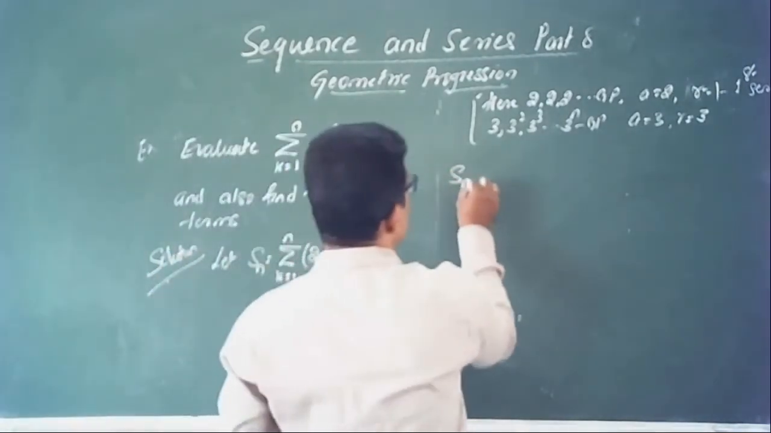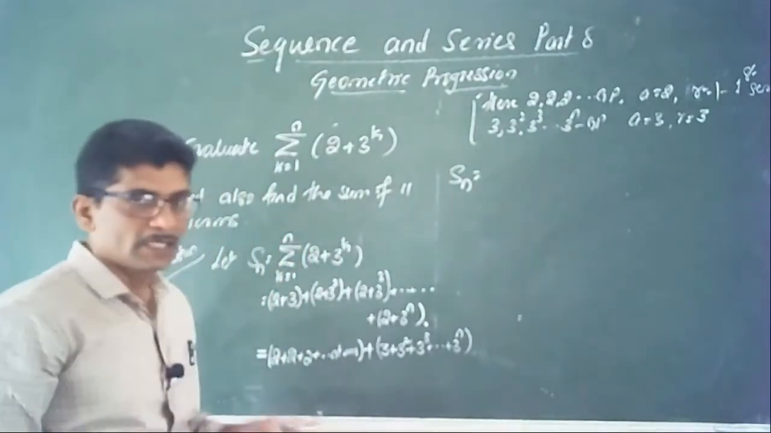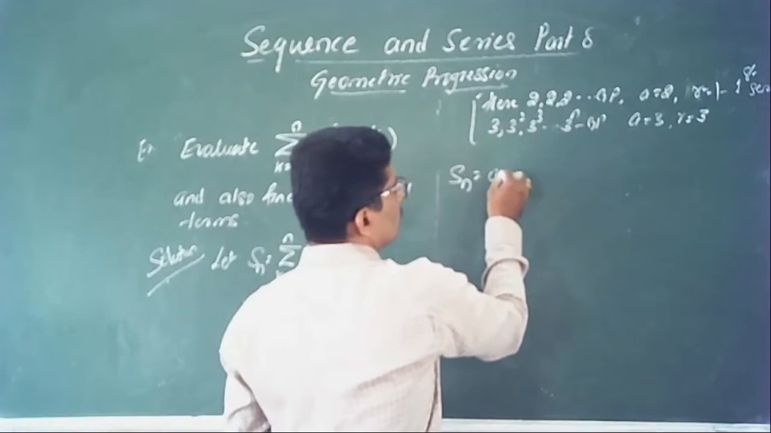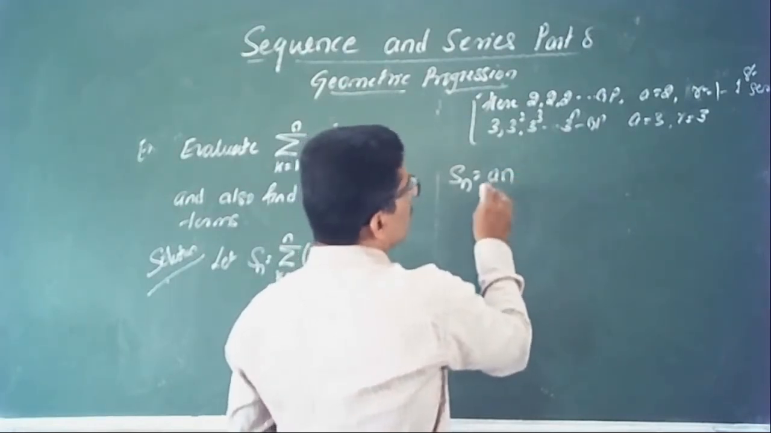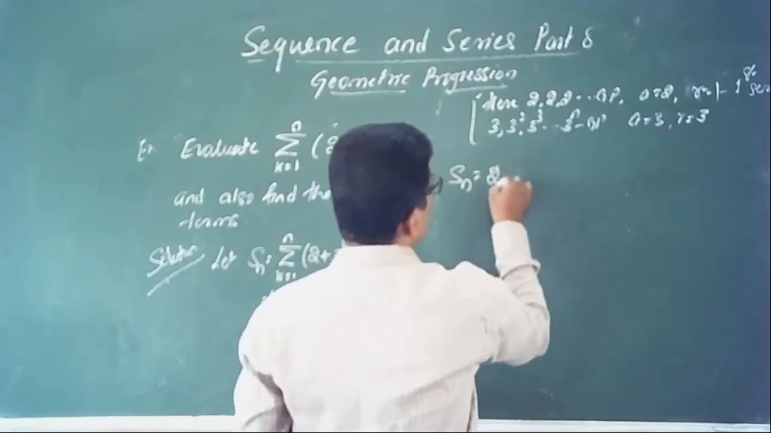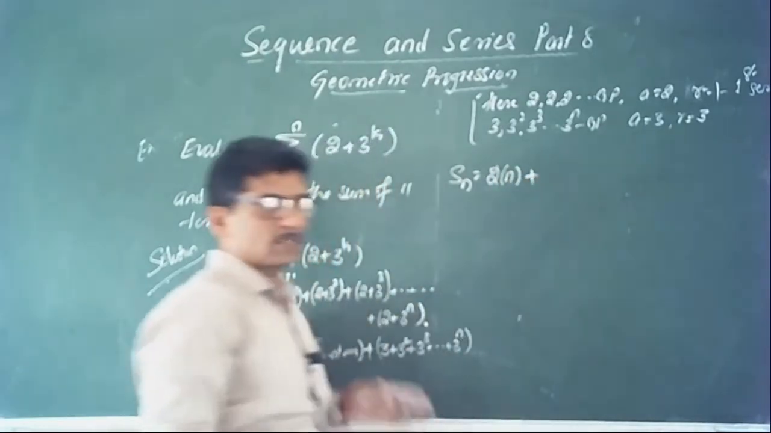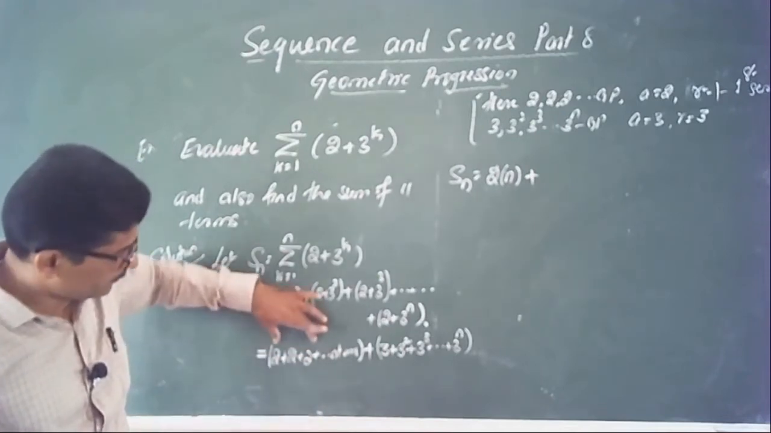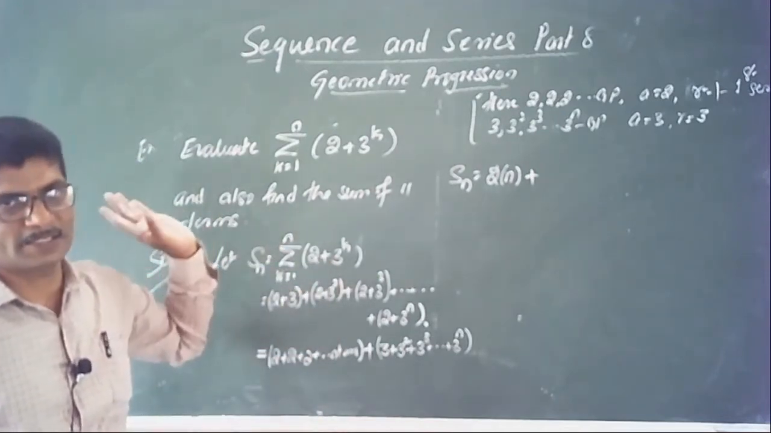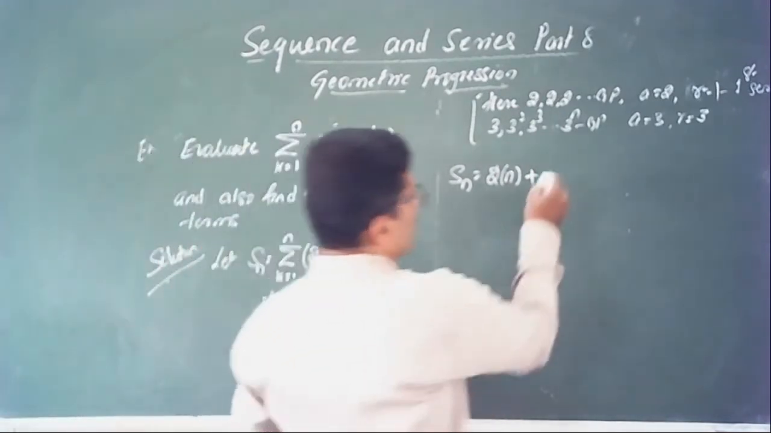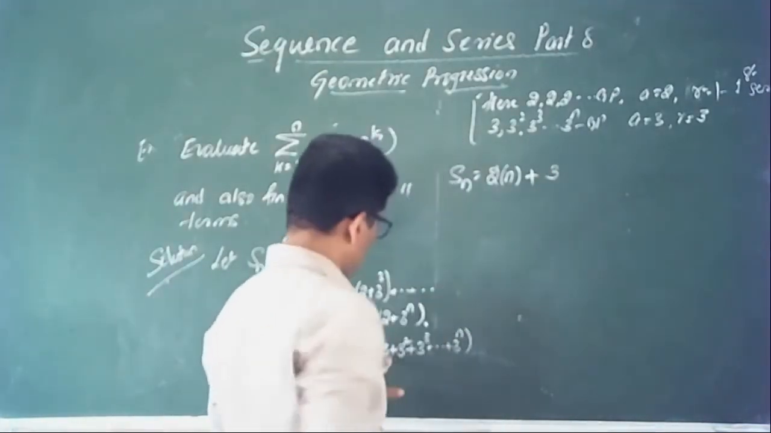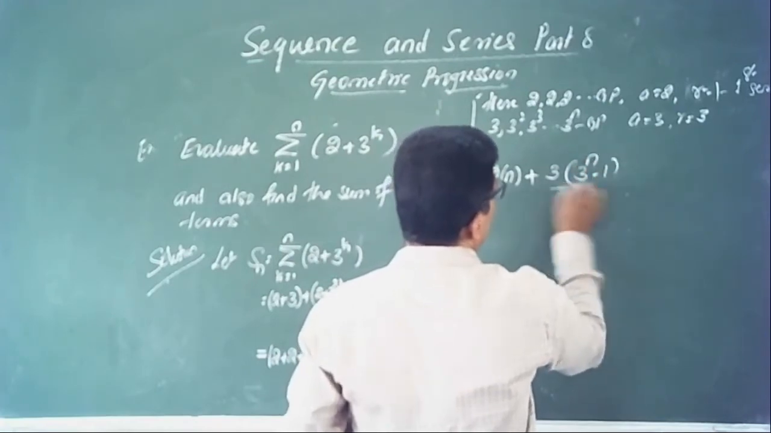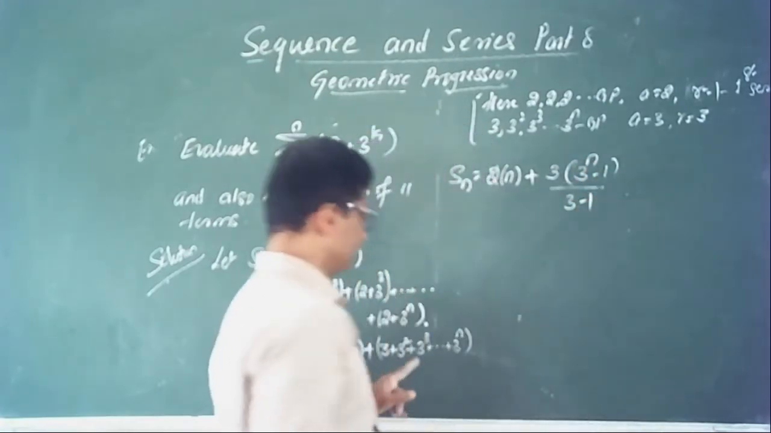Therefore, Sn is equal to, the first term. You know that the sum of n terms in GP, R equal to 1 means A into n. What is A? A is 2, so 2 into n. The sum of the first n terms of the first series. The second series, A means 3 into R is greater than 1, 3 raised to n minus 1 divided by 3 minus 1.